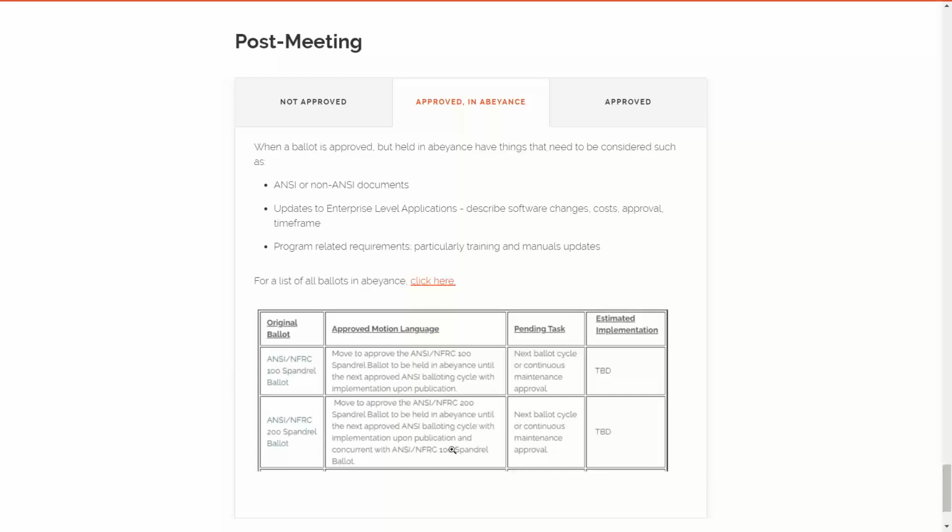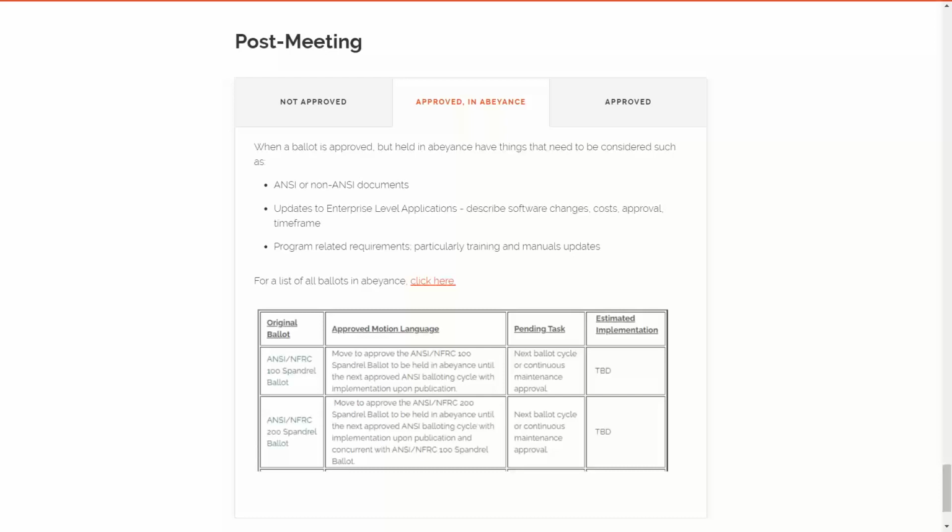This is just the top part of it. That's how it looks. Now, here's some of the reasons why ballots are held in advance. We have 6 ANSI NFRC documents. For any revisions to those documents to be implemented, we need to ballot the language changes through the ANSI process. And that can take anywhere up to 3, 4, 5, 6 months.